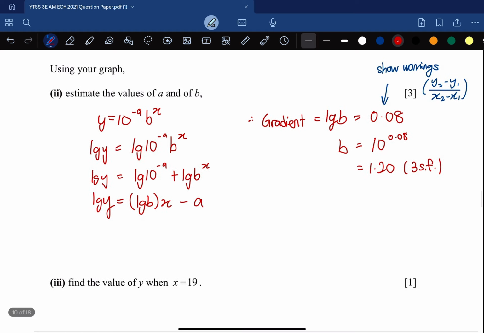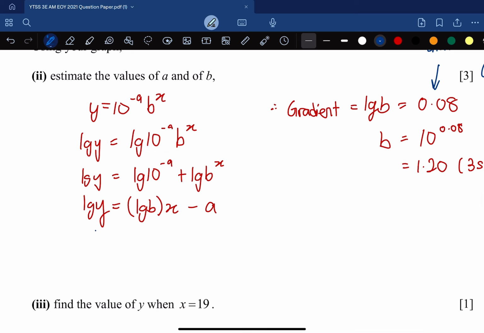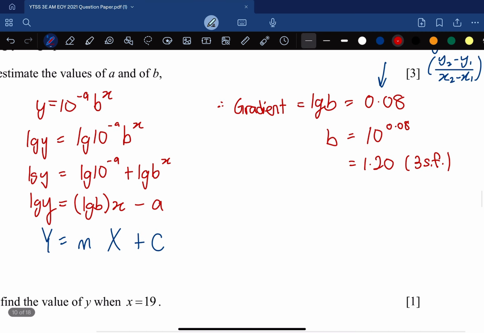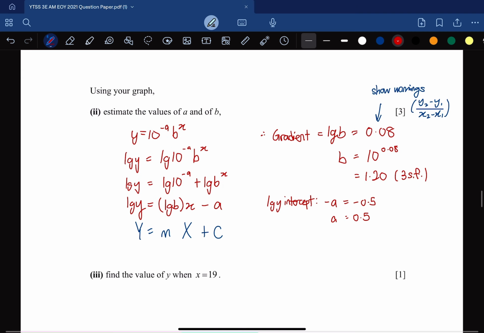Based on y equals mx plus c, this negative a is the y-intercept. So the log y-intercept is simply negative a equals negative 0.5, which tells you that a is equal to 0.5. Okay, and I found the values of a and b.